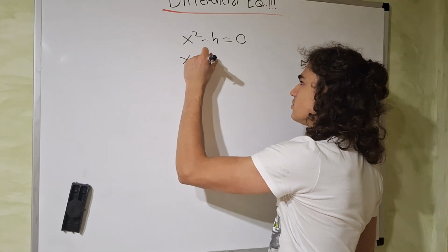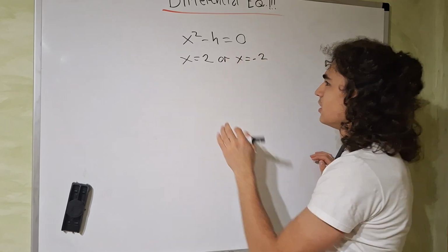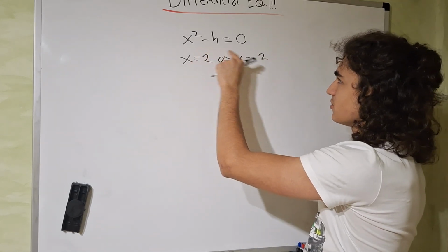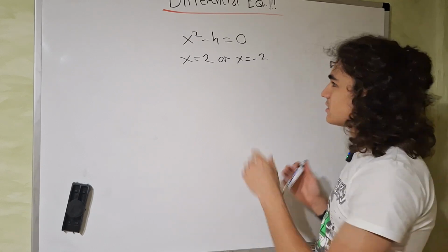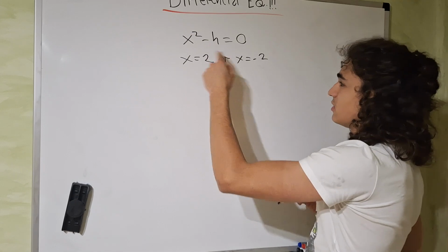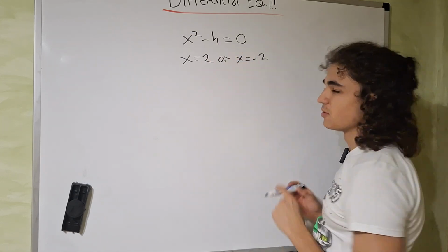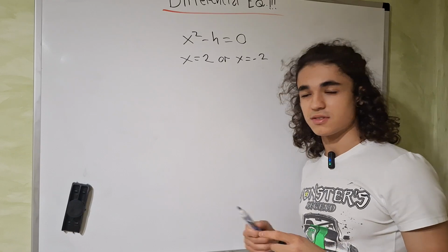We have x equals 2 or x equals minus 2, because 2 squared equals 4, 4 minus 4 is 0, so 0 equals 0 is true. And x equals minus 2: minus 2 squared is plus 4, minus 4 equals 0. So as you can see, this equation is satisfied by two numbers.